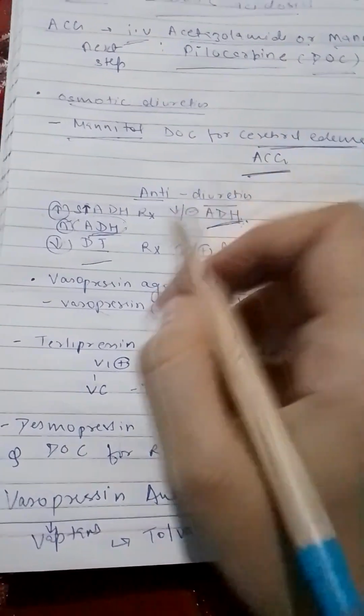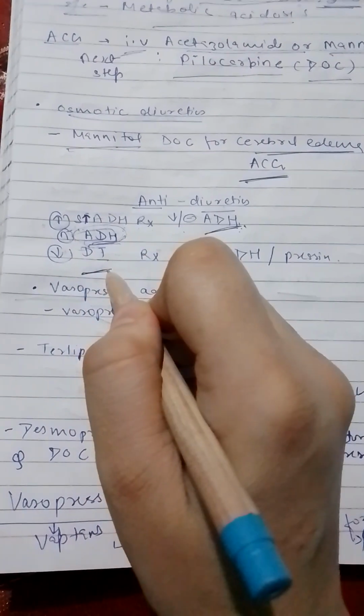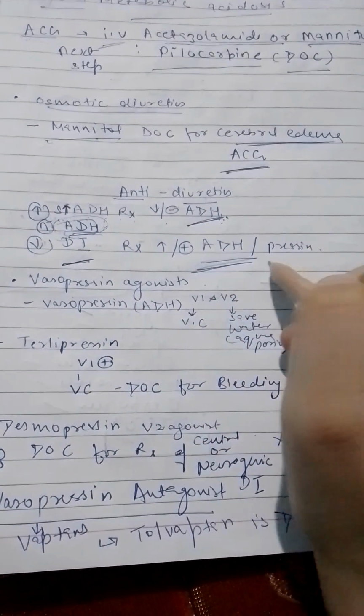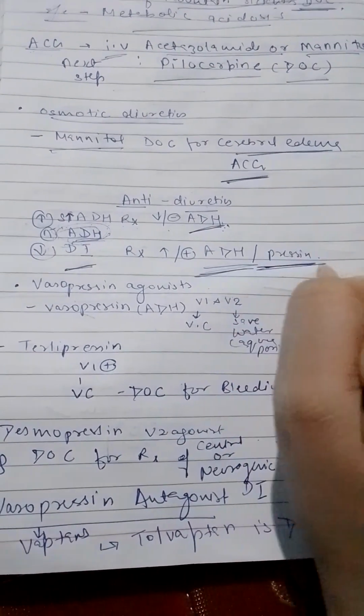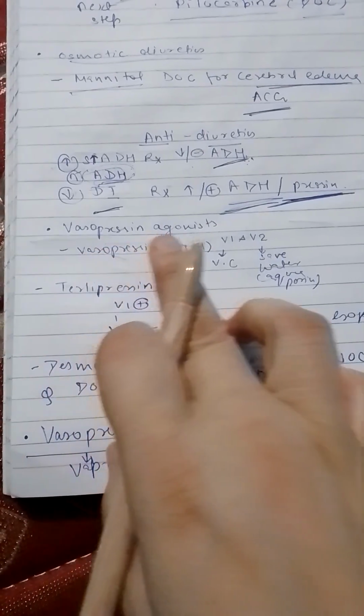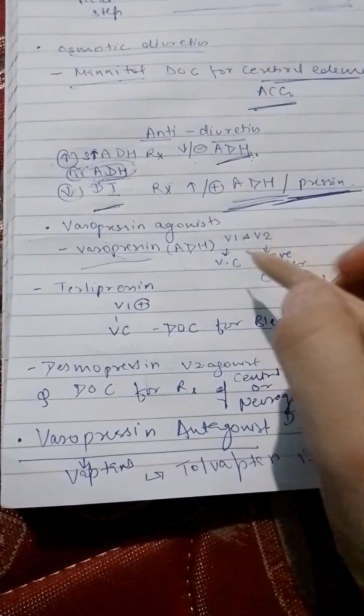In diabetes insipidus, because this hormone is decreased, we have to increase this hormone. This is antidiuretic hormone, and the drug names end with pressin. For example, there is vasopressin agonist. Now, vasopressin is what? It is an antidiuretic hormone.